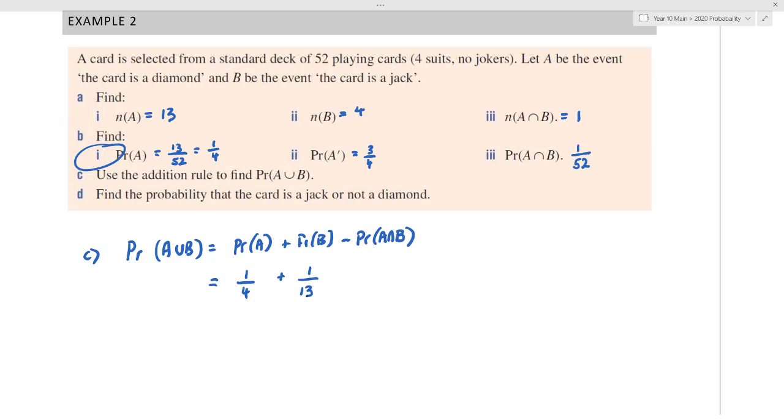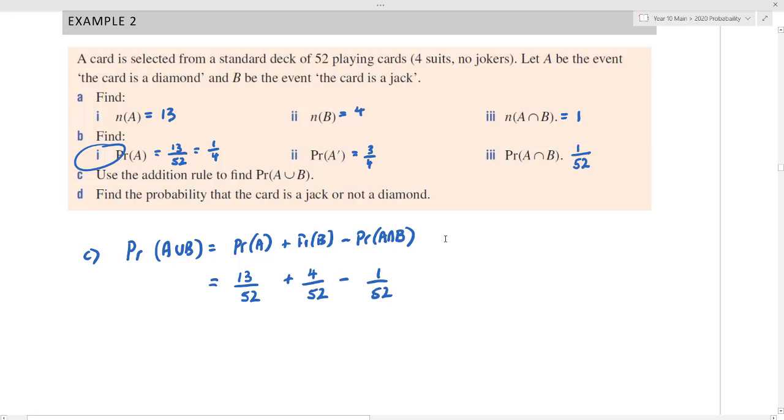One thing that might be handy for this is not simplifying fractions, because when we're adding fractions, we want like denominators. So for this one, let's keep that as 13 out of 52, all right? And the probability of B is 4 out of 52. Probability of A intersection B, we've found that already, haven't we? So we're going to subtract 1 out of 52. Okay, can you see that?